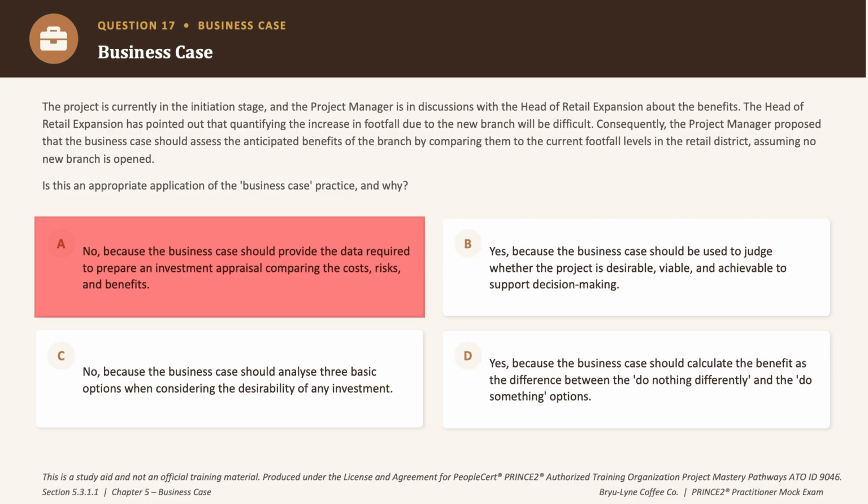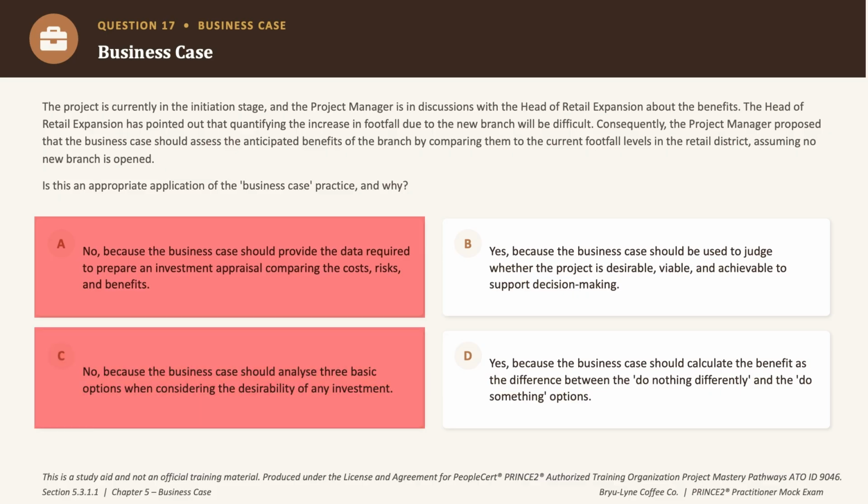Option C says no, because the business case should analyze three basic options. That is actually a correct fact. In isolation, there are definitely three basic options which PRINCE2 asks us to evaluate, but it doesn't address why this comparison method is valid, right? So an incorrect answer choice. Option B says yes, the business case should judge desirability, viability, and achievability. Now, of course, true generally, but it doesn't explain the specific technique being used, so same pattern, eliminated.